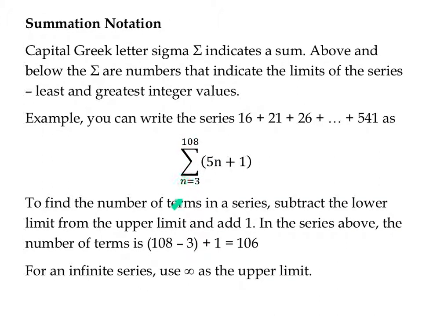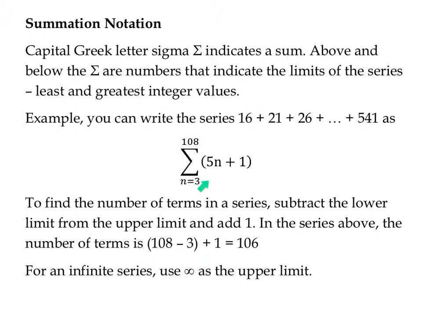If this is an infinite series, we would take infinity and put it up here where the 108 is. That would be indicating this goes on forever and never ends. This is going from 3 to 108. It has a finite ending, okay? And the number of terms we have here, we subtract 108 minus 3 and then add 1. Okay, 108 minus 3 is 105 plus 1, 106. There's 106 terms in this series.